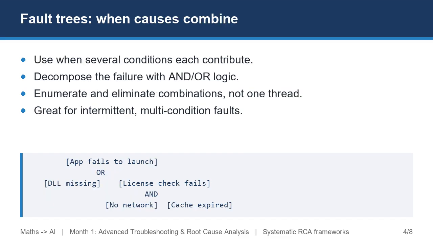When several conditions can each contribute, a linear chain is the wrong model. A fault tree decomposes the top-level failure into contributing conditions joined by and/or logic. Now you can enumerate and eliminate combinations rather than chase a single thread. You rule out branches with evidence until only a supported path remains. Fault trees really shine for intermittent issues where several conditions all have to be true at once.